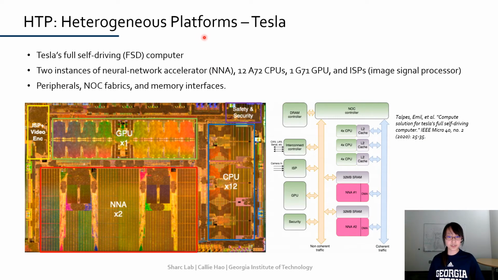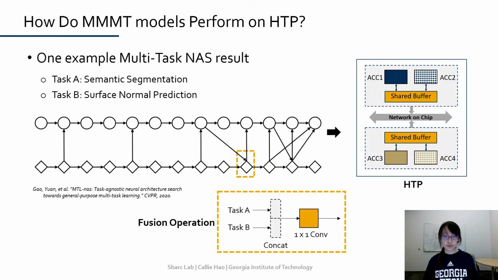So this is one example. And this is another example from Tesla. This is Tesla's full self-driving ASIC. Now let's take a look at the right side. This is also something heterogeneous. We have 12 CPUs, 1 GPU, and 2 neural network accelerators, and they're also talking to each other using this network-on-chip controller. So far, we have shown that these MMT models can really be complicated and the platforms can really be heterogeneous.